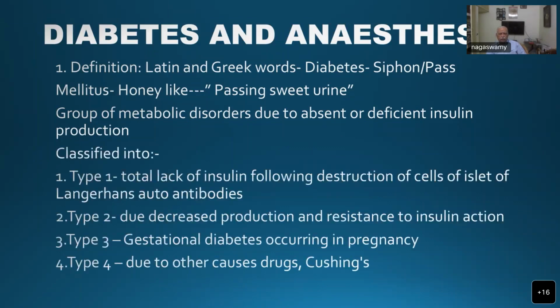Classified into 4 types. Type 1, which is the total lack of insulin because of the destruction of the islets of Langerhans cells. It is an autoimmune condition, or it can be precipitated following a viral infection also. And then type 2 is a decreased production and resistance, and type 3 is gestational diabetes occurring in pregnancy, and type 4 is classified as other things like due to excessive external administration of steroids or Cushing's disorder and other endocrine systems.